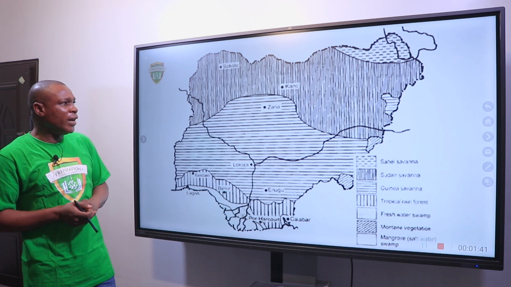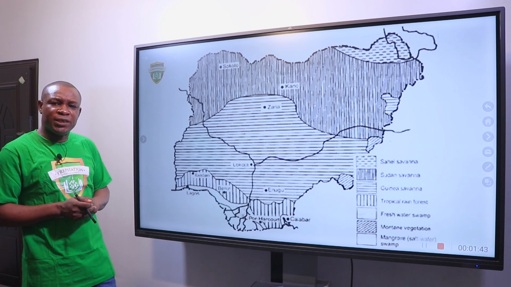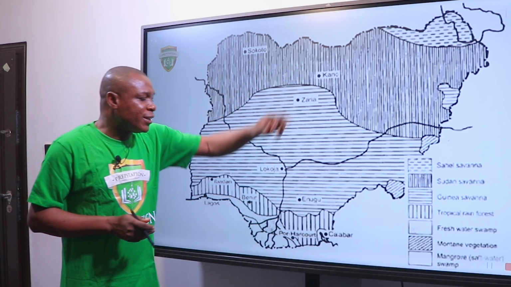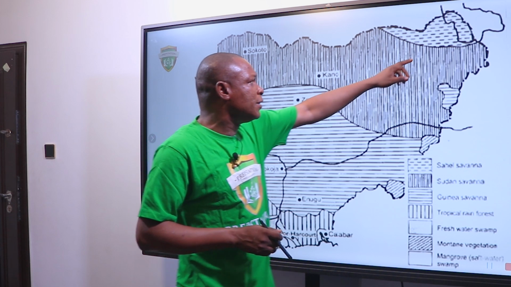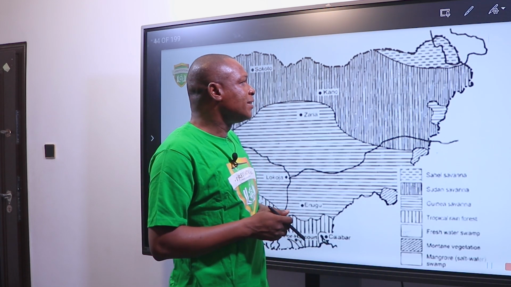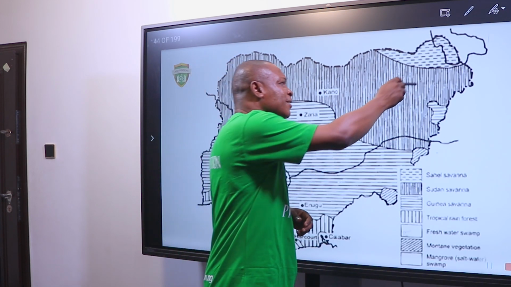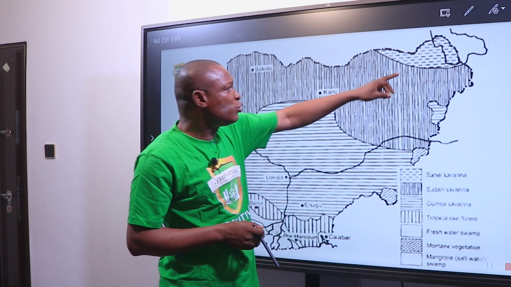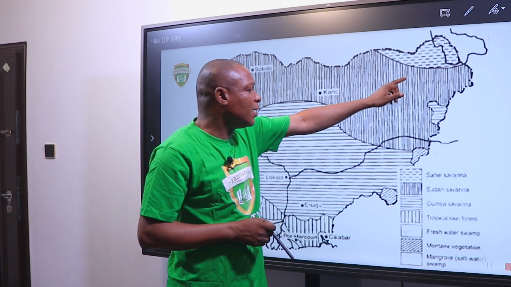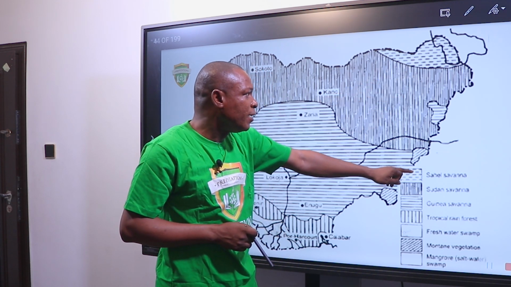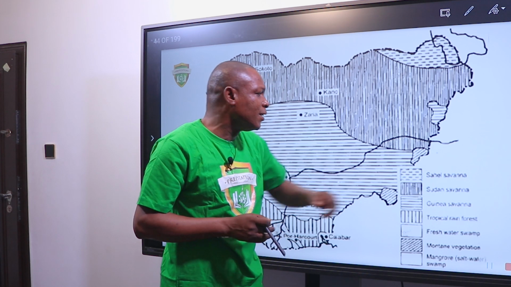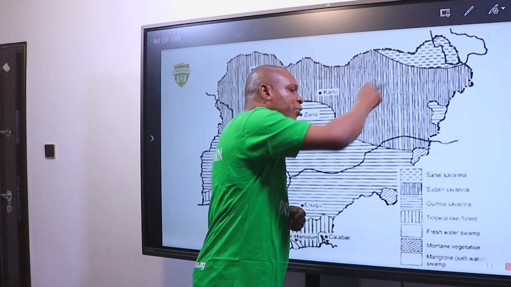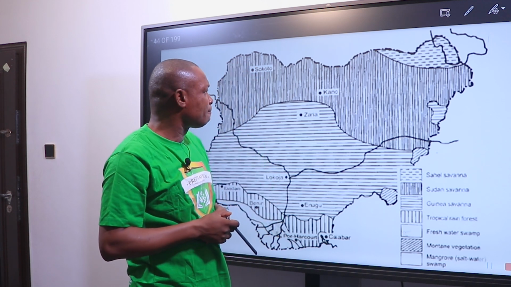This is a map of Nigeria showing the vegetation belts in Nigeria. At the northeast corner, here specifically, you have the Sahel savanna. It's very small. This is the Maiduguri axis. So this is where you have the Sahel savanna. You can see from the key, this represents the Sahel savanna. Locations here include Maiduguri in Borno State.